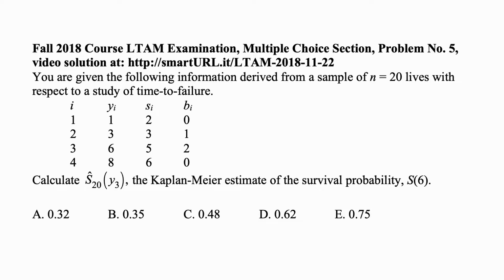Here's problem number 5 from the first and recent exam LTAM. Problem number 5 from multiple choice section. You are given the following information derived from a sample of n equal to 20 lives with respect to a study of time to failure.